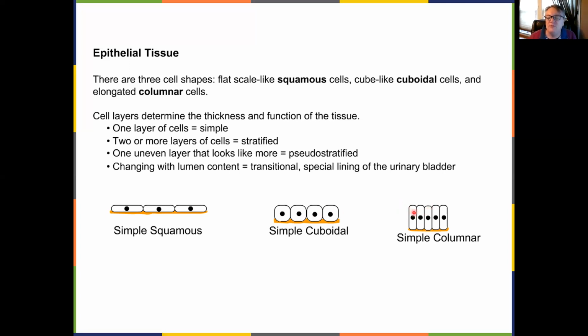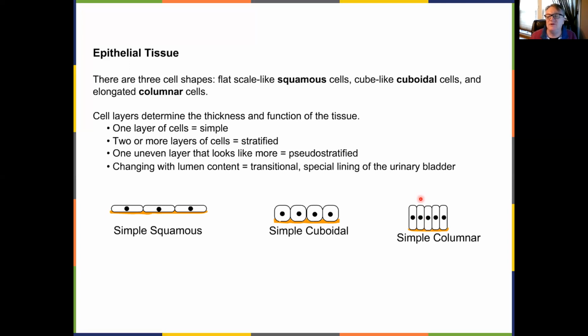Finally, we have another layer of single cells, but these are exactly the opposite of what we see in the squamous. Instead of being very short but very wide, columnar cells are like a column in a building. They are very, very narrow, but very, very tall, but still one cell. This is what we're going to see in the small intestine. It's still only one layer of cells thick. That's why it's called simple.